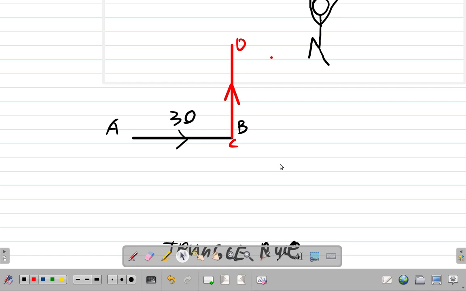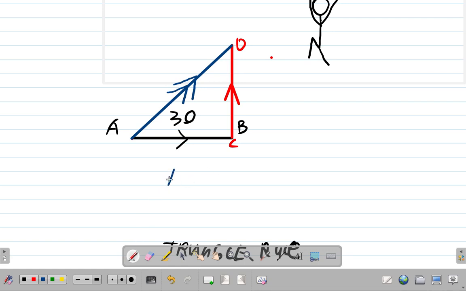Next, you are going to form a triangle by drawing a third vector. It will start at the beginning of one and end up at the end of the other, like this. This will end up as the resultant.